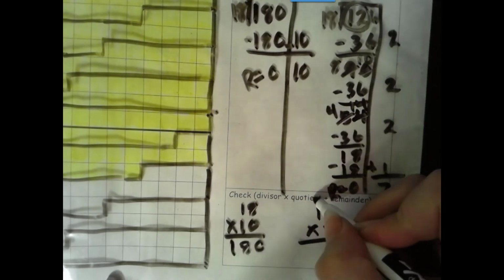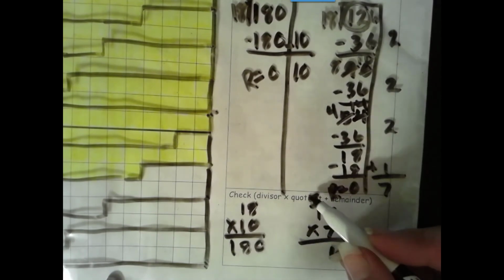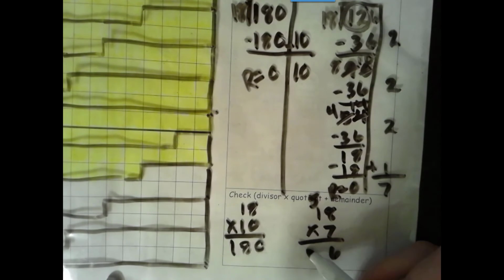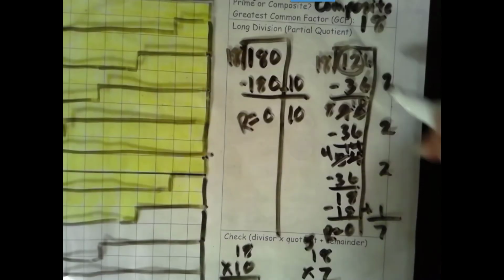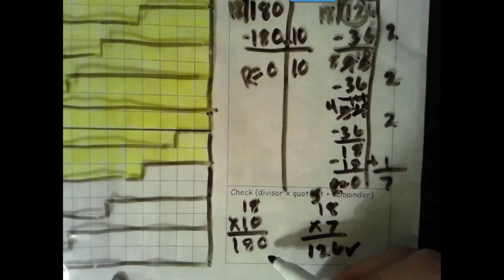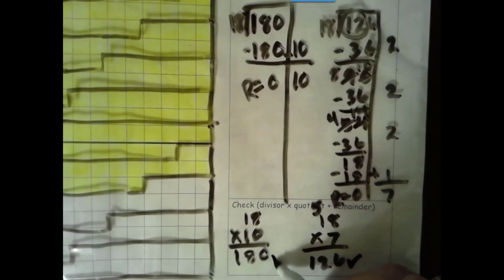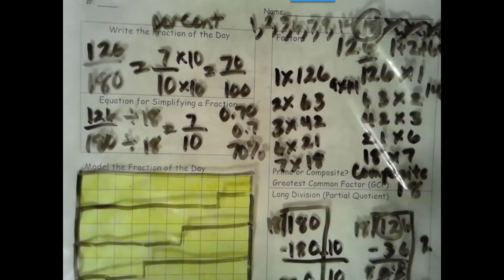7 groups of 8 is 56. 7 groups of 10 is 70, plus 5 more is 120, because 7 tenths plus 5 tenths is 12 tenths. So 126, that matches our dividend up here, so it checks. 180, that matches our dividend up here, so that checks. So that means our numerator is definitely 7, and our denominator is definitely 10.